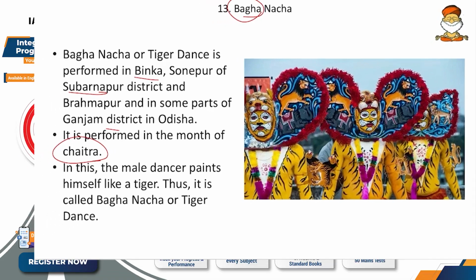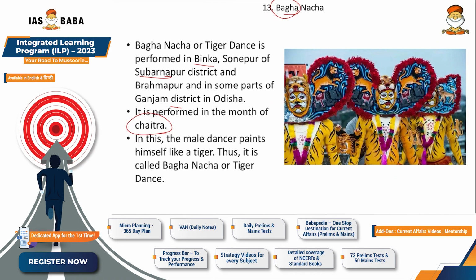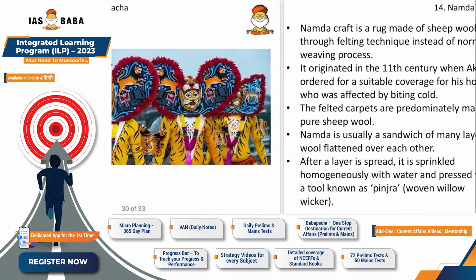So Chaitra means it is the very first month, and in this the male dancers paint themselves as tigers, and thus it is called Bhaga Nacha. So again for us, the place where it is done and the time when it is done is more than sufficient, and it is also easy to remember the word Bhaga Nacha.